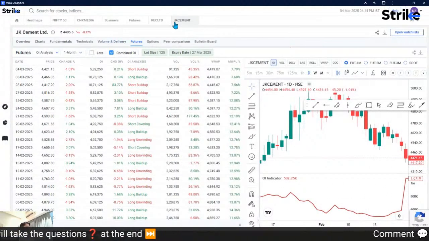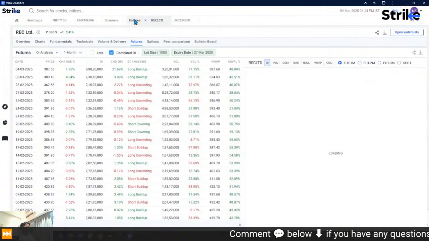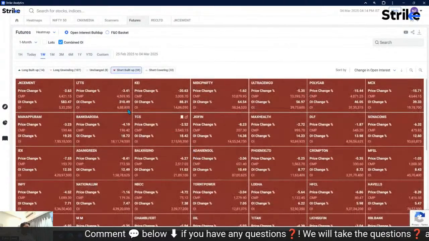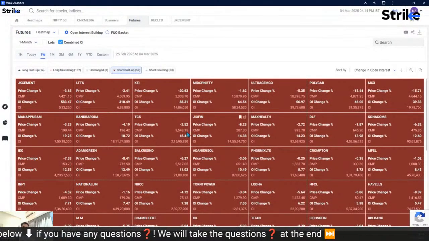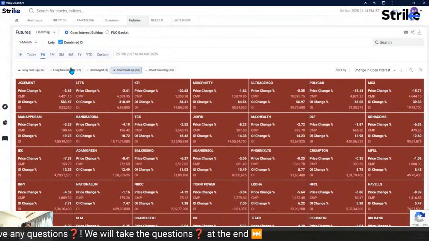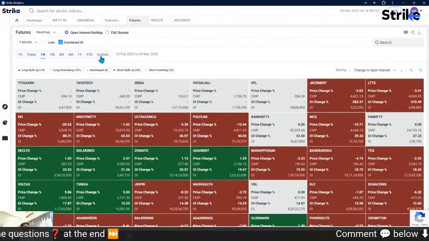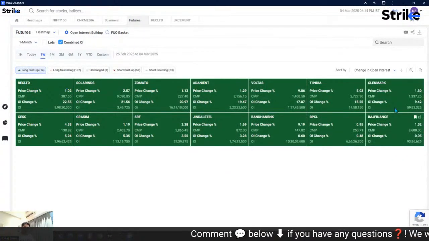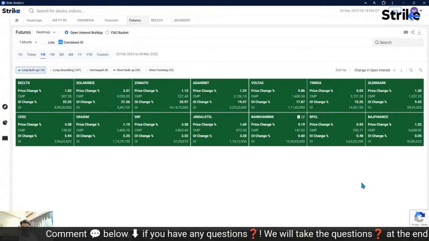All right. So similarly, the future heat maps over here will also help you to find out stocks where there is long build up, short build up, or whatever you want. Or if you want everything in one page, you'll get all the stocks. And from here as well, you can simply make a watch list of these stocks and watch these stocks very closely.